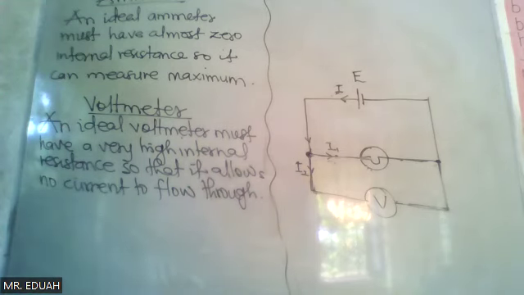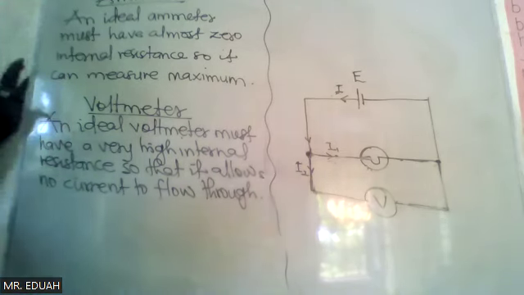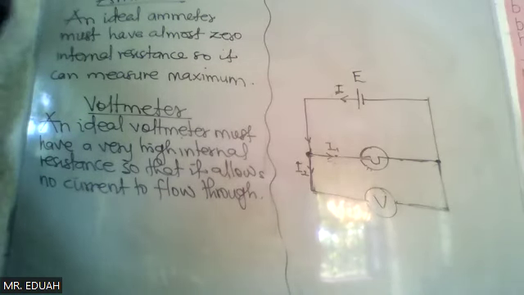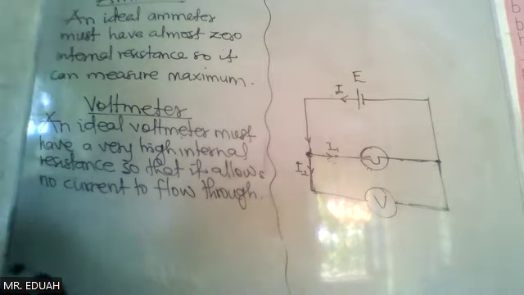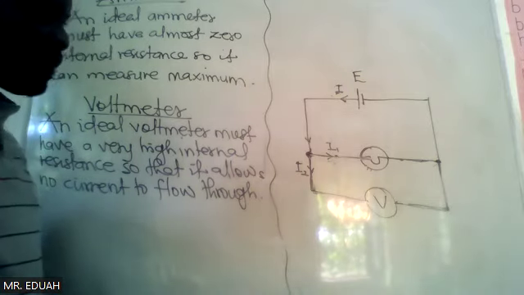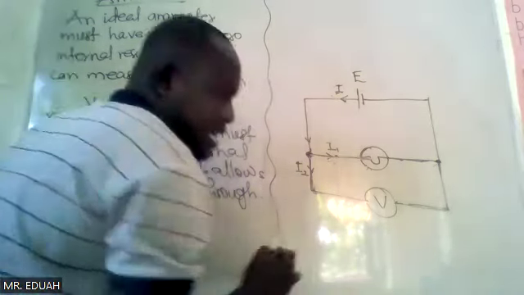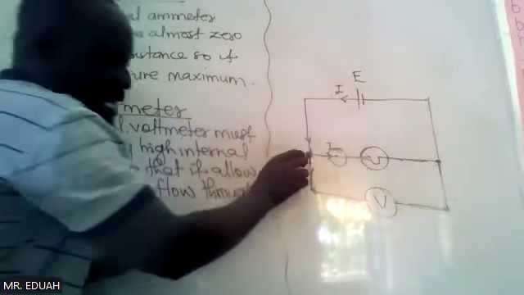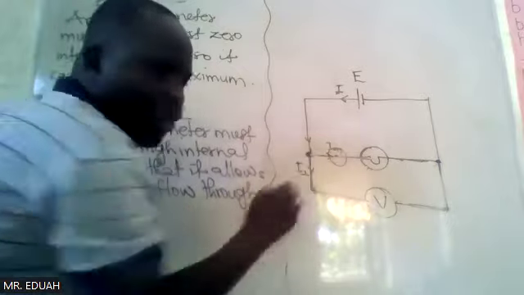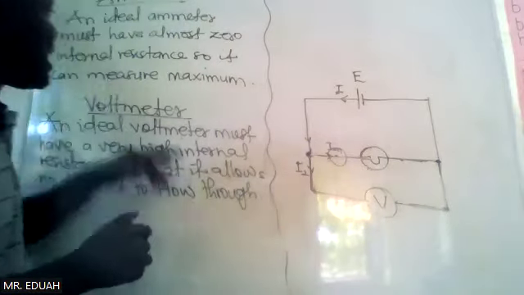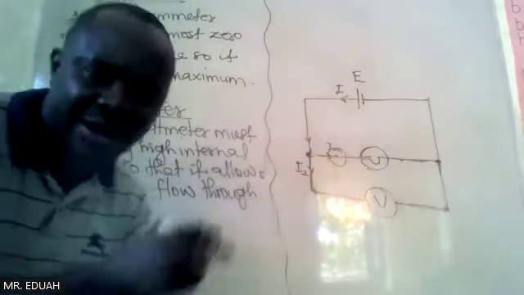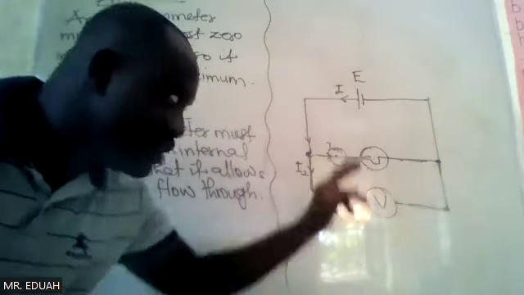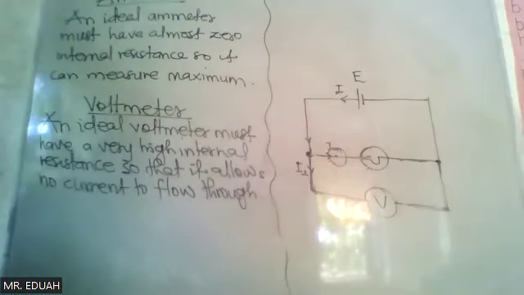So that is the nature of a voltmeter. An ammeter is always connected in series because its purpose is to measure current flow. And so when you break the circuit and you put it in, yes, current can freely go because an ammeter has a very low internal resistance. So it wouldn't be a nuisance to the current flow.